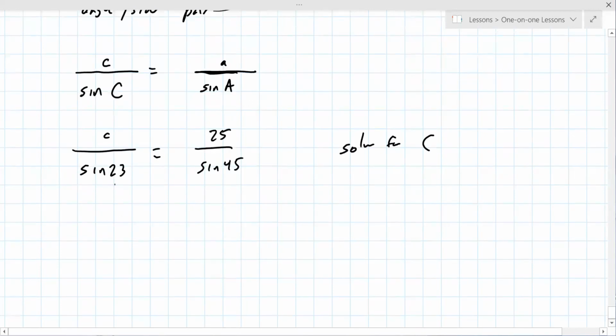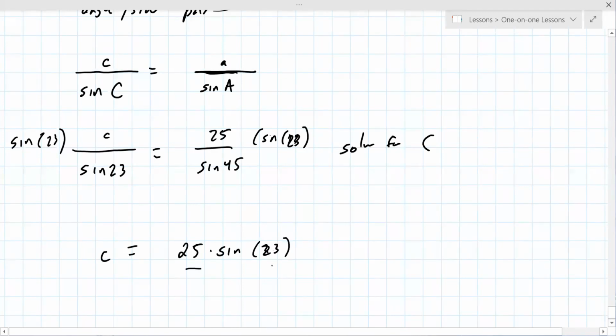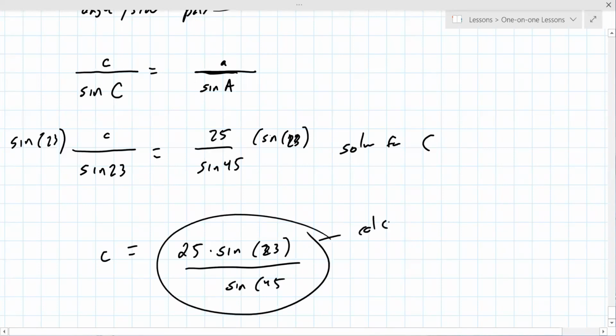Then you solve for c. Sine 23 is a number down here, so you can multiply both sides by sine 23. So c equals 25 times the sine of 23 over the sine of 45. This is what goes in your calculator. You could also compute a number here and a number there and multiply it out, but it works out the same. You don't gain or lose anything. It depends on which way you're more comfortable.